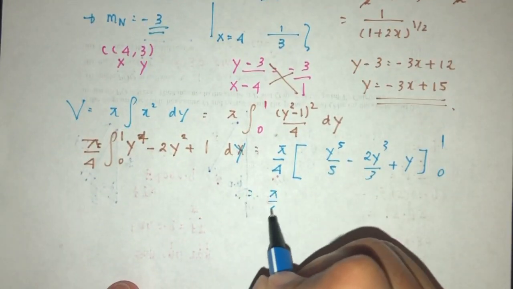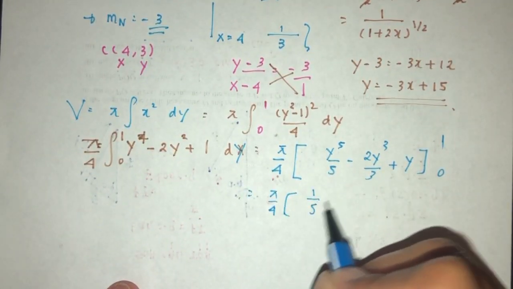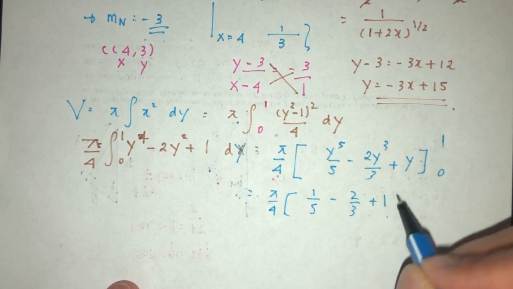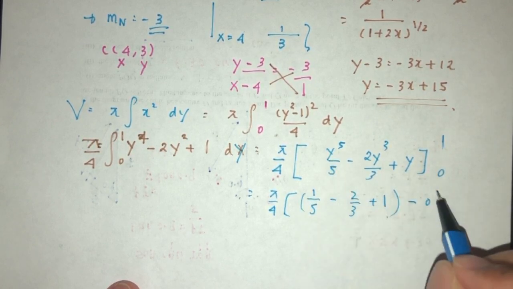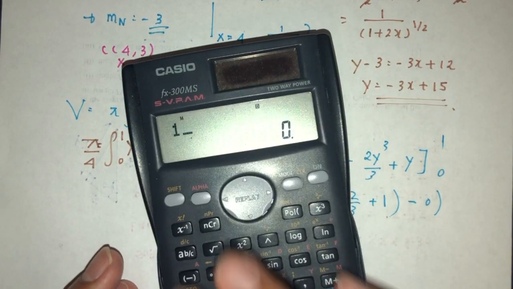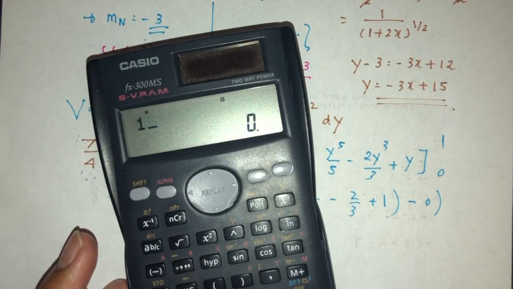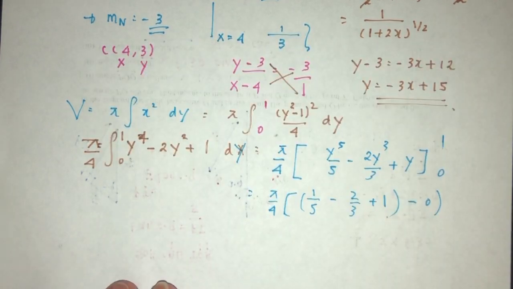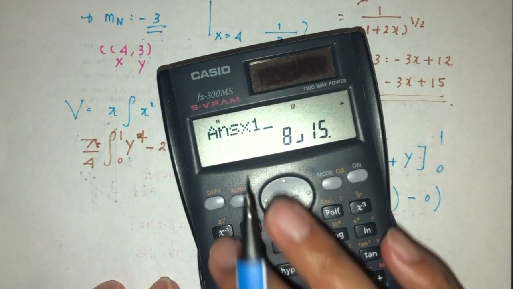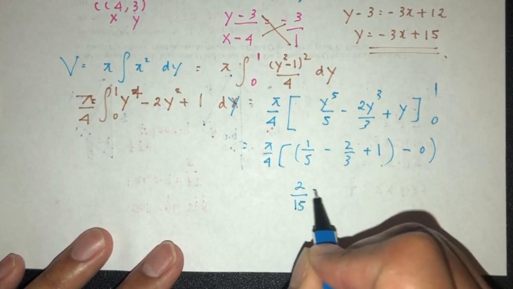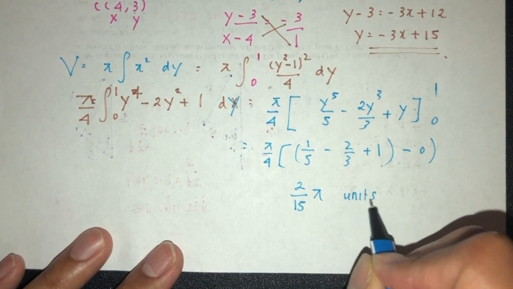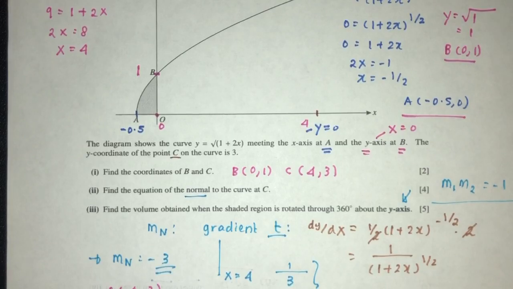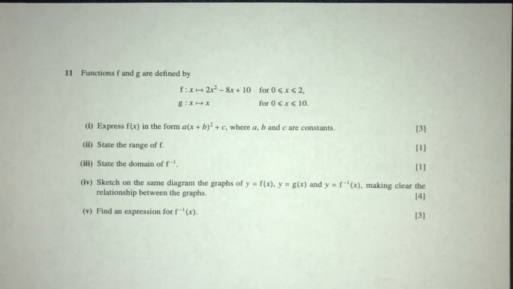That will be pi over 4 times 1 over 5 minus 2 over 3 plus 1. And the next, obviously, everything will be just 0. So 1 over 5 minus 2 over 3 plus 1, that should be 8 over 15. 8 over 15 times 1 over 4, that should be 2 over 15, times pi. That should be the volume of that region when we have a rotation about the y-axis. Let's move on to the next question.